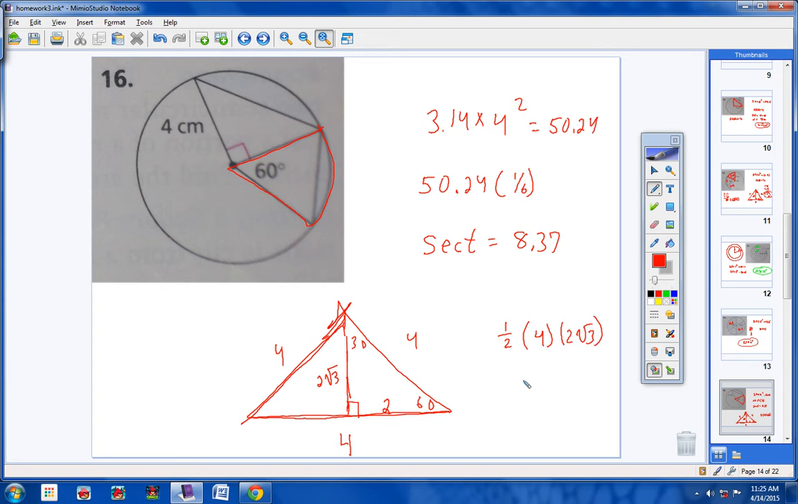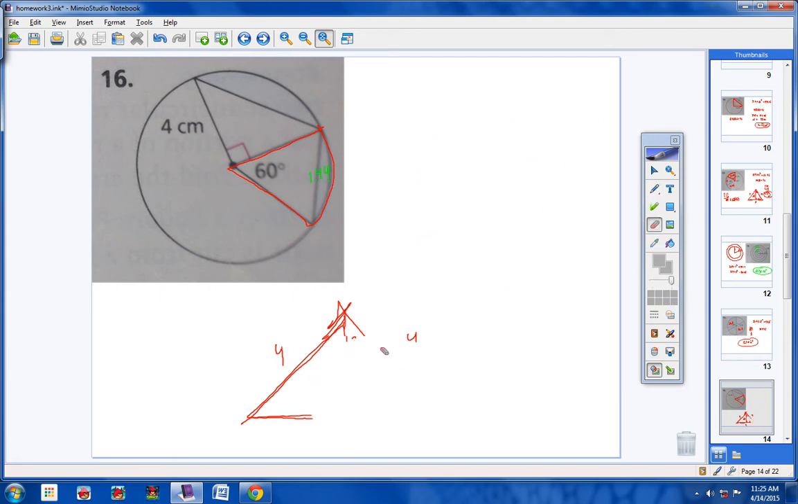So we get this right here, 6.93. So the triangle is 6.93. So if we subtract those two, we're going to get 1.44. So now I know this little area right here. That's called a segment of a circle, okay? That little segment of a circle right there, the area is 1.44.